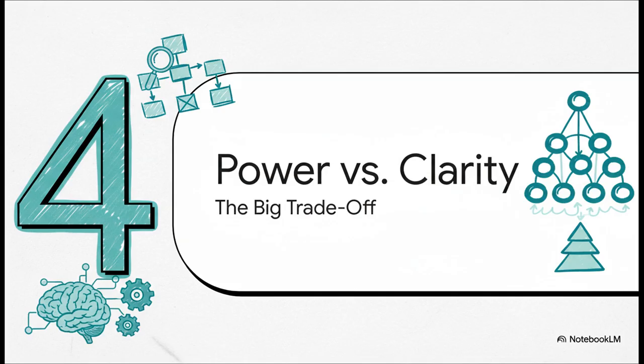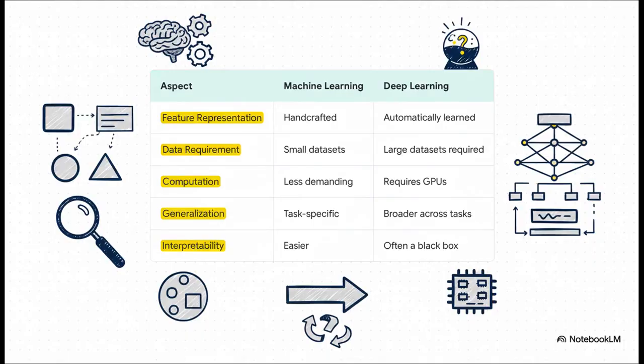And as you can probably guess, this creates a really big trade-off, a trade-off between raw power and simple clarity. And this really breaks it all down. With classic machine learning, since a human is crafting the features, it can get by with smaller data sets, and it's way easier to understand. You can actually follow its decision-making process.